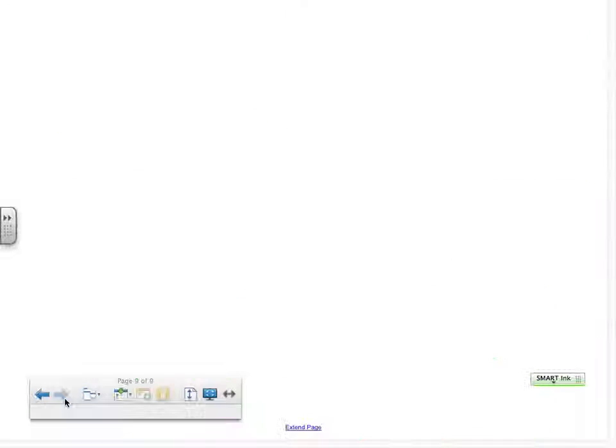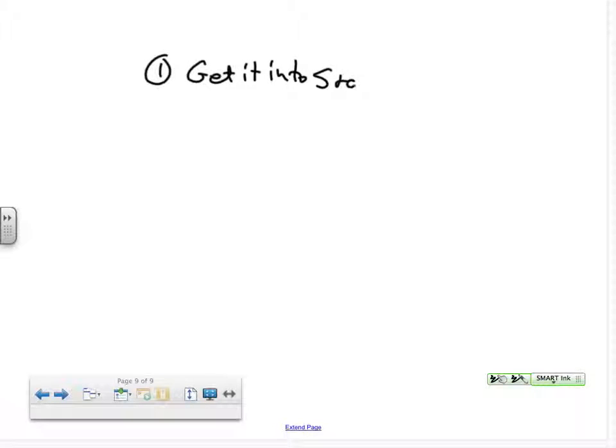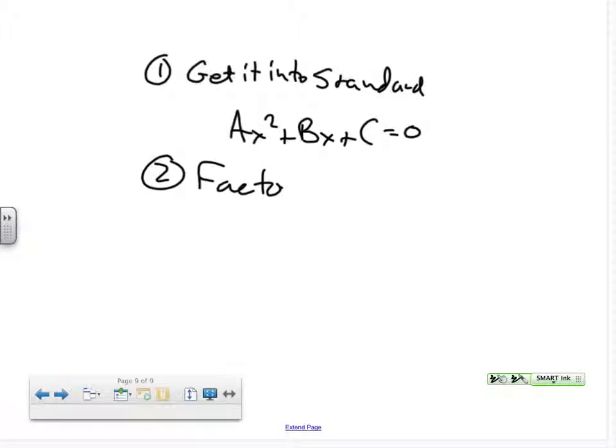So, in review, when solving a quadratic by factoring, your first step, make sure you get it in standard form. All right, that involves getting everything on one side and get it equal to 0. So ax squared plus bx plus c equals 0. Second step, factor. This means getting into x-intercept form. If it starts in x-intercept form, don't go to standard, then go back to it, of course. So we're going to factor it.